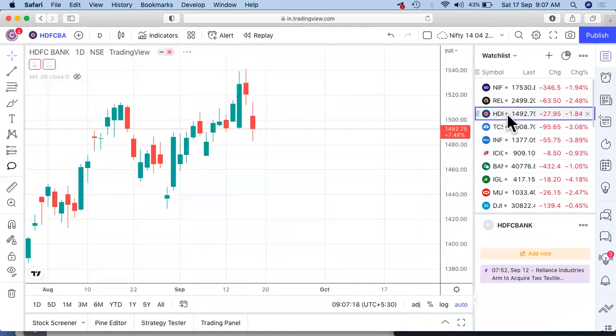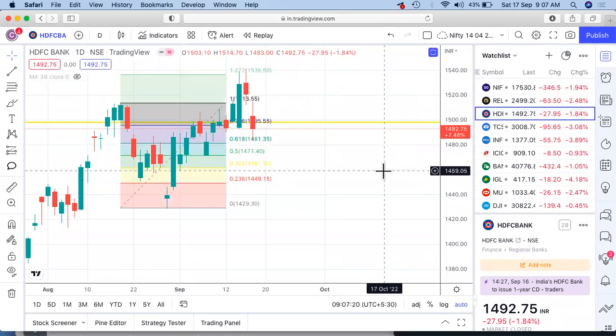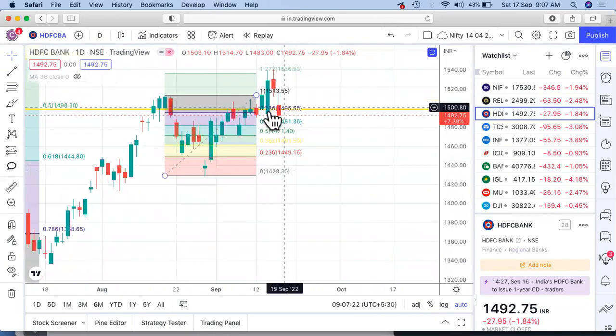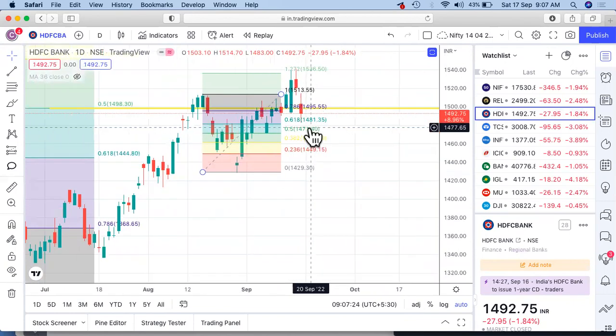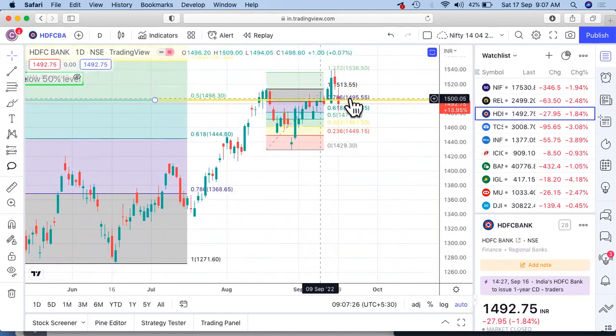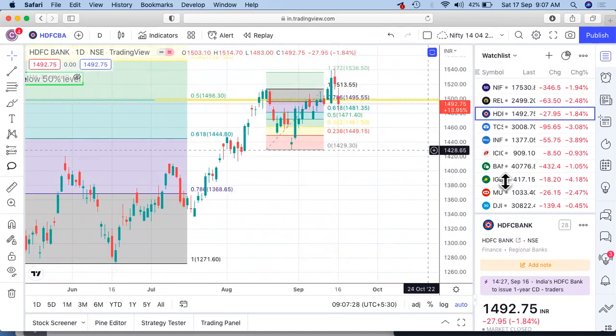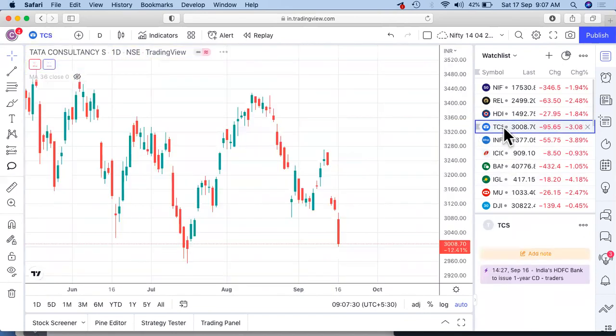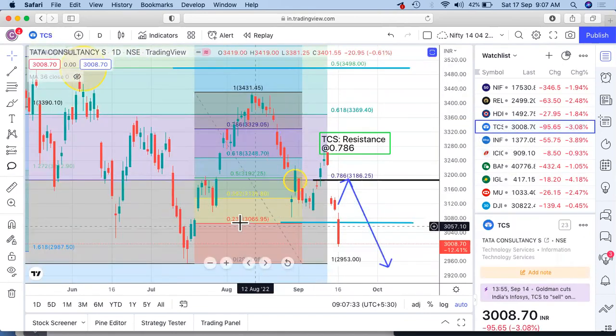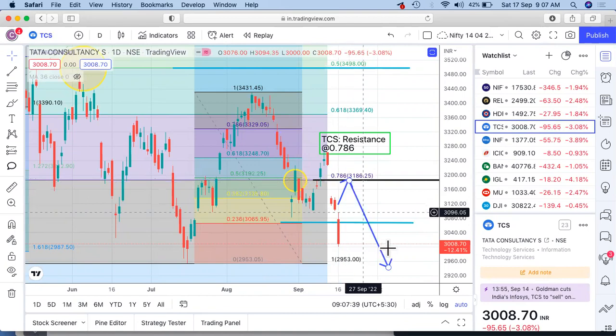Let's look at other stocks also, especially HDFC. We thought again it will take support, but it didn't take support, and it is also going below the 0.5 level. So let's see how it goes further. Same is there for TCS. TCS is already down. It has again gone below this 0.236 level, which we were expecting to take a support. Didn't happen. We thought it should go up and then take a resistance, but it just dropped down from the top part.